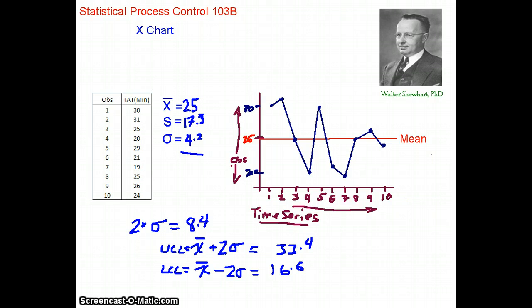Okay, so let's put our control limits in then. Our upper control limit, let's pick a new color. Let's make this one hot pink. It would be at 33, which is somewhere about there. That would be our upper control limit. And then our lower control limit would be 16, which is somewhere down here. And that's our lower control limit. Okay, so now we've made a Shewhart process control chart, or an X chart, and we're close.